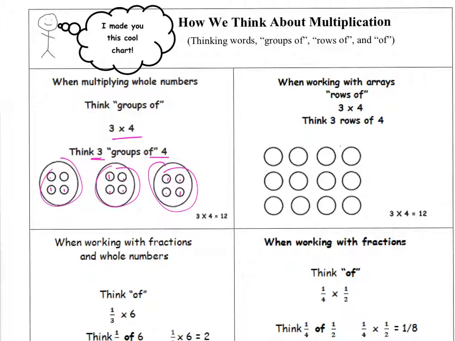Or if we're going to make an array to show multiplication, we can think of 3 rows of 4. I've got 1, 2, 3, 4 in each row, and then 1, 2, 3 rows. And I still have 12 dots there because 3 times 4 is 12.